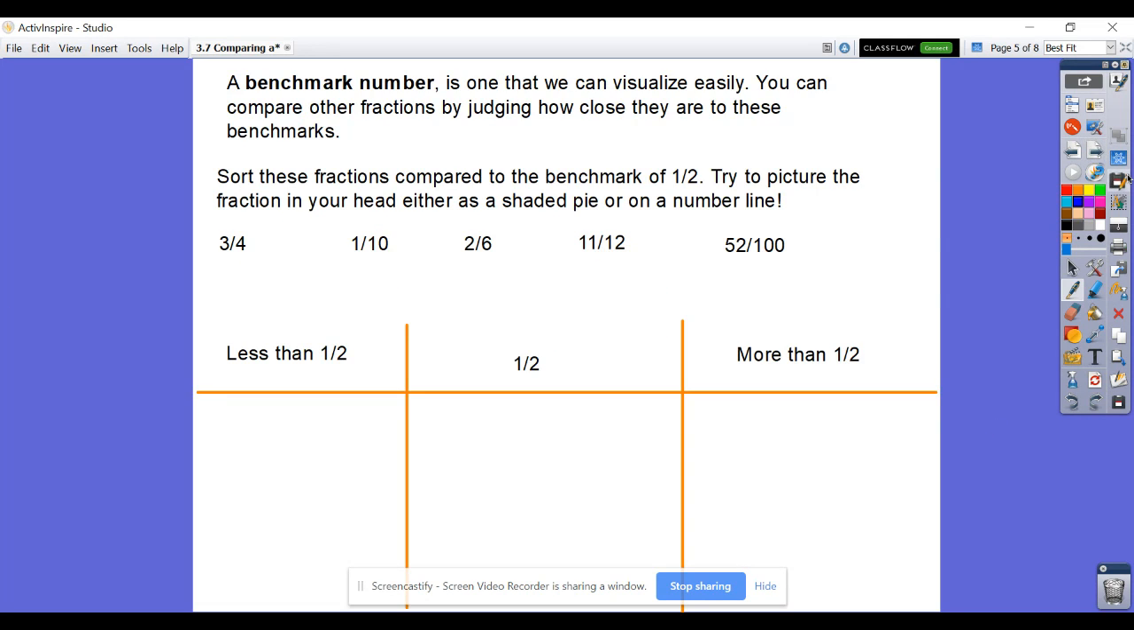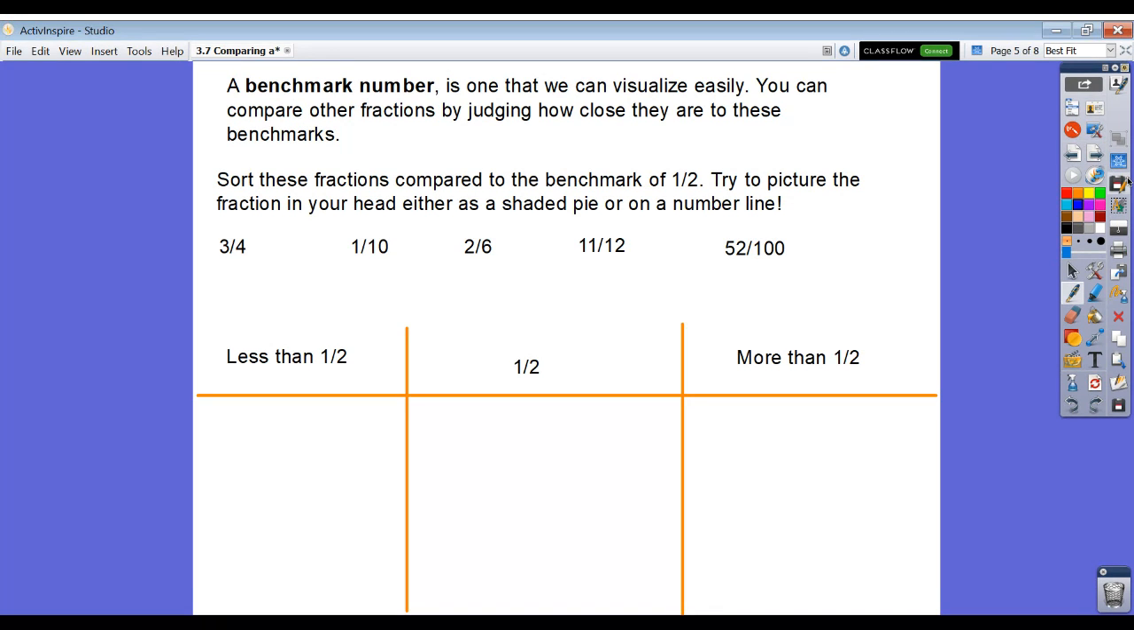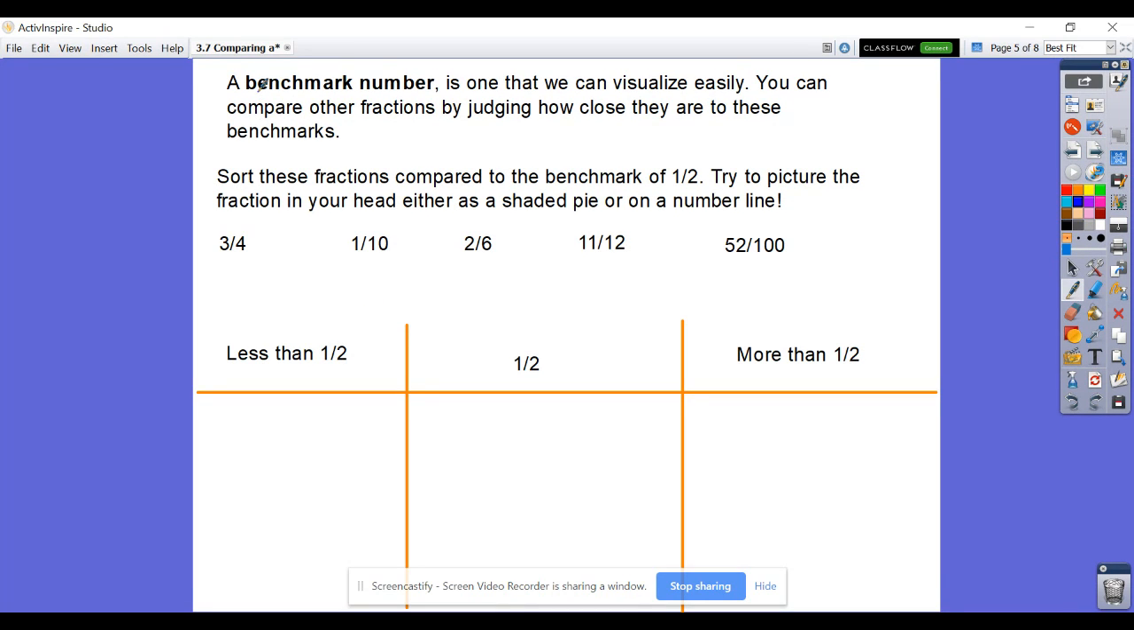Now we're going to look at some friendlier fractions and go back to our strategy of a benchmark number, because I love this strategy for comparing fractions as well. Remember, it's one that you can visualize easily. You can compare other fractions by judging how close they are to your benchmarks. So we're going to sort these fractions compared to the benchmark of a half, because that's an easy one for us to picture in our head and to find equivalent fractions for it quickly. So you can picture it as a shaded pie, or you could picture it on a number line as well.